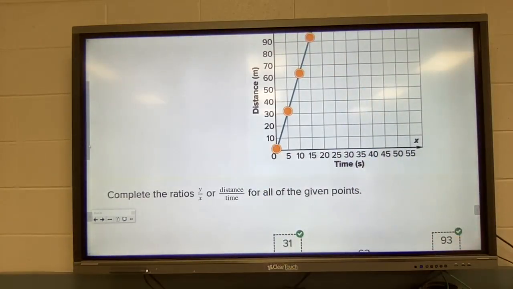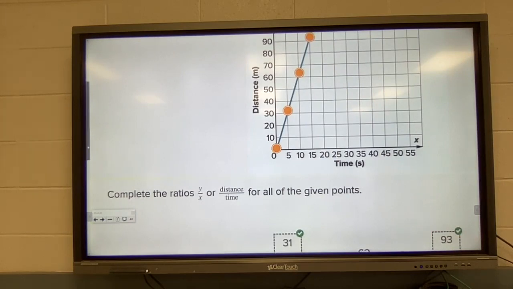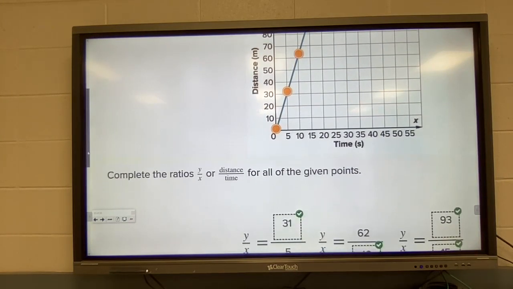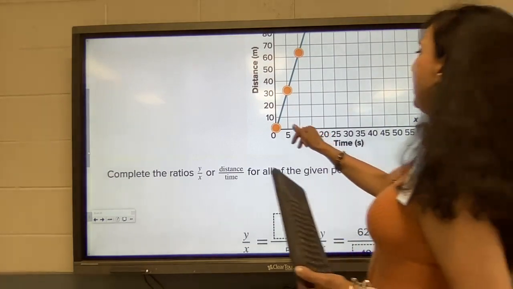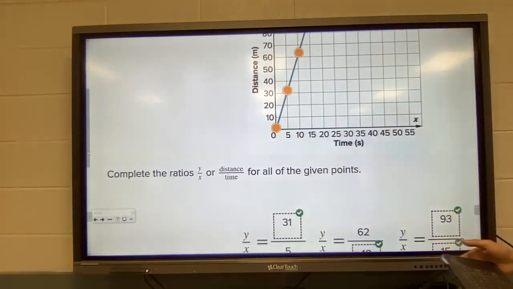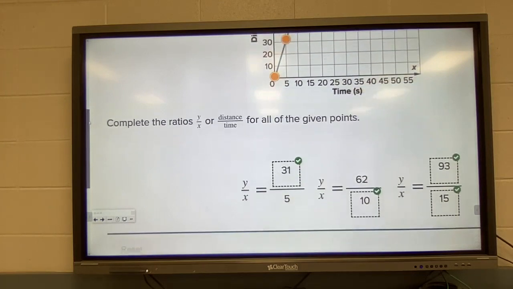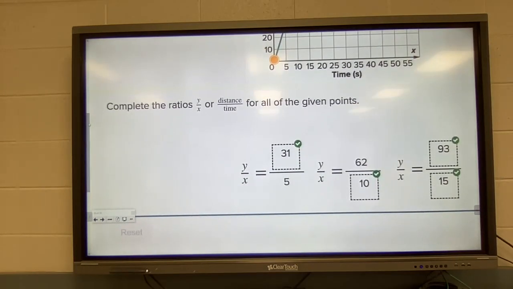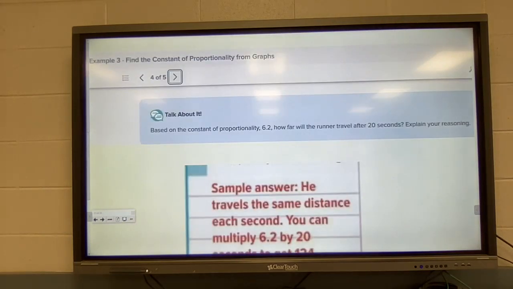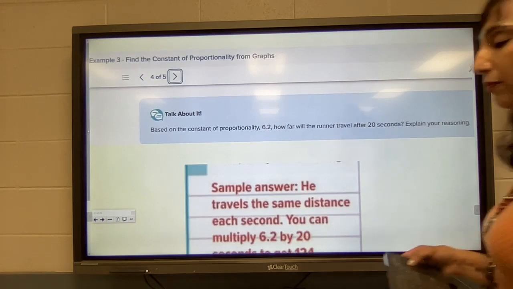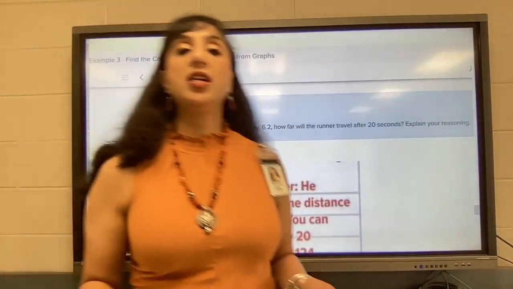To find the constant of proportionality, first you write it in simplest form. You divide y by x: 31 divided by 5, 62 divided by 10, and 93 divided by 15. Then you see whether you get exactly the same answer in all three cases. Yes, you do: you get 6 and 2/10, and that is your constant of proportionality, because that's the gap between the y coordinates.